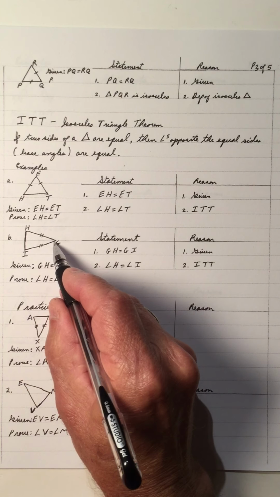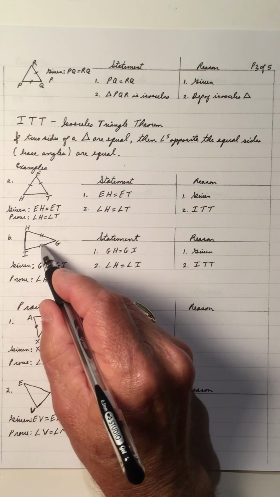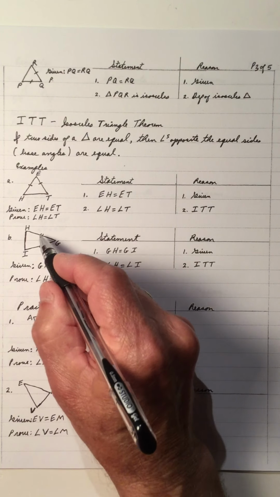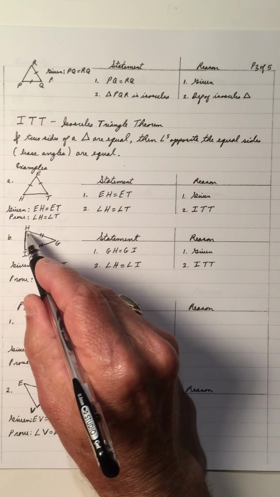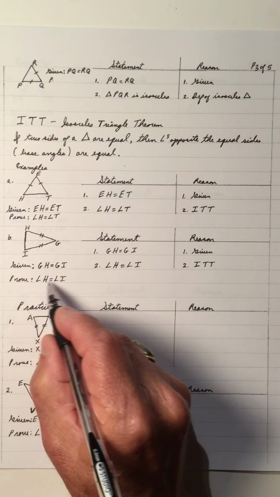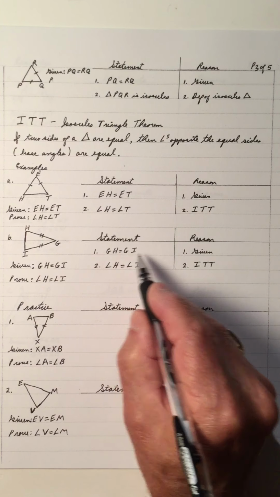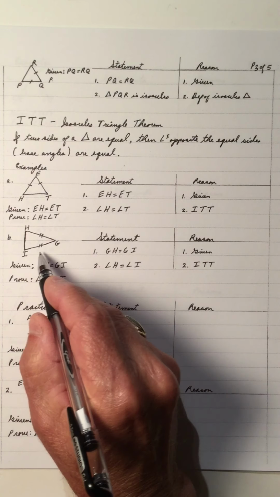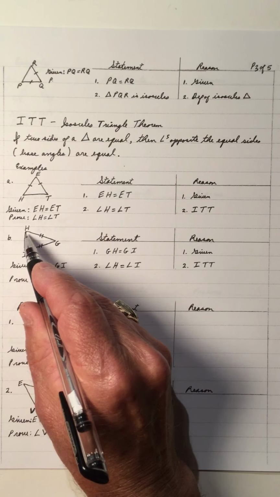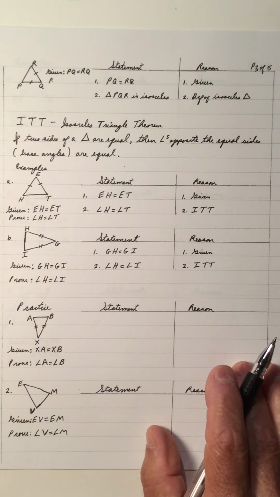And here we have a triangle. We're given that GH is equal to GI because they're marked with double strokes. And we have to prove that H is equal to I, which are the base angles. So GH is equal to GI, given, and angle H is equal to angle I, ITT, because these are the two angles that are the base angles opposite the equal sides.